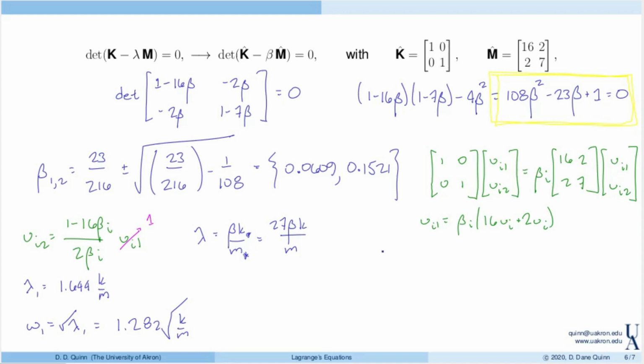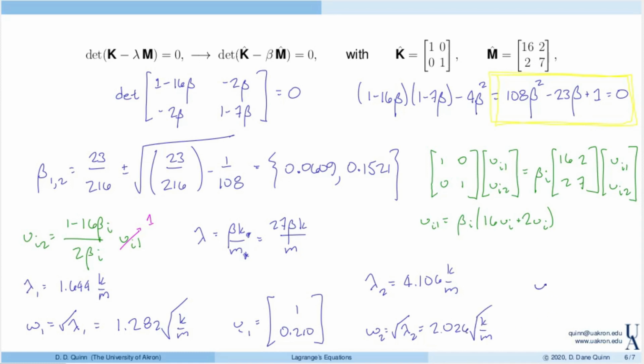And using this value of beta into this expression for the mode shapes, we see that the first mode is 1 and then 0.210. So that's the first mode shape. Likewise, for the second eigenvalue, lambda 2 ends up being 4.106. Again, I did this ahead of time. Omega 2, which is the square root of lambda 2, is 2.026 square root of k over m. And then finally, u2, the second eigenvector, is 1 and minus 4.713. So these are all the numerical values that we get from this analysis.